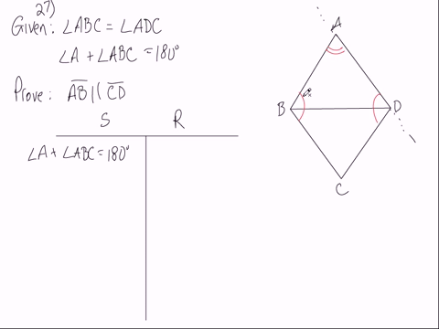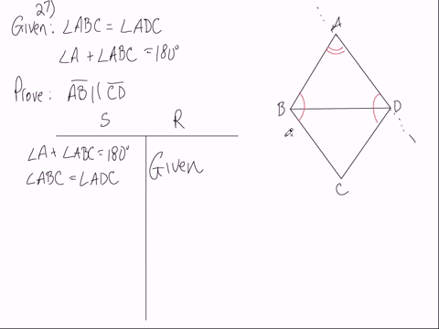What do I know about this big angle B and this big angle D? They're equal to each other, right? So let's put that in there. So angle ABC is equal to angle ADC. All right, so that's all what? It's all given. All right, now we can go from there.